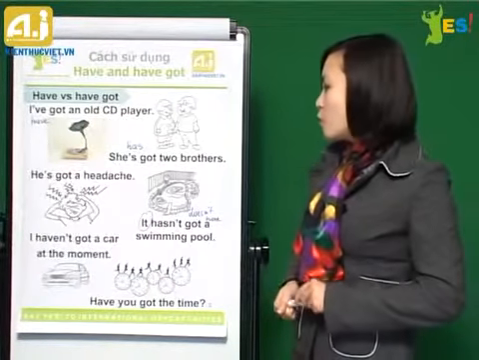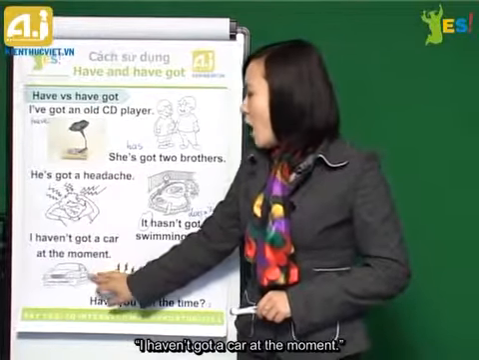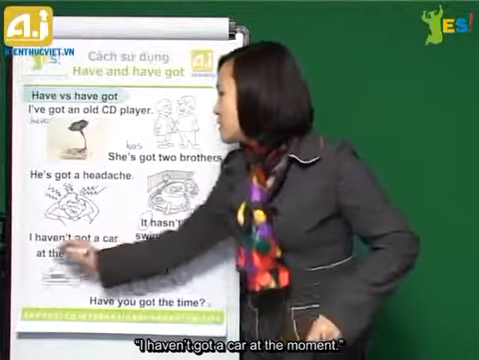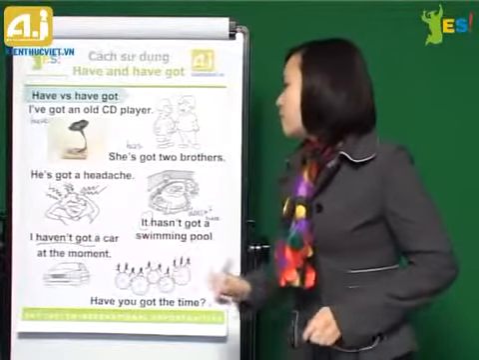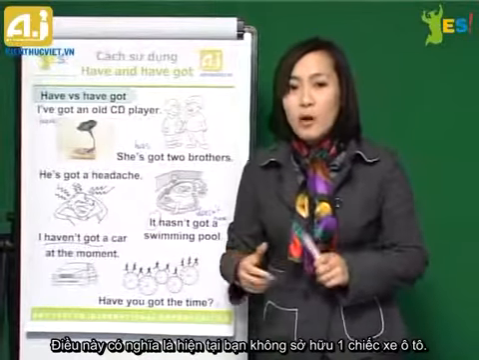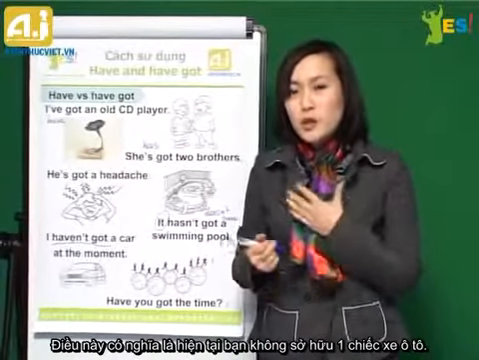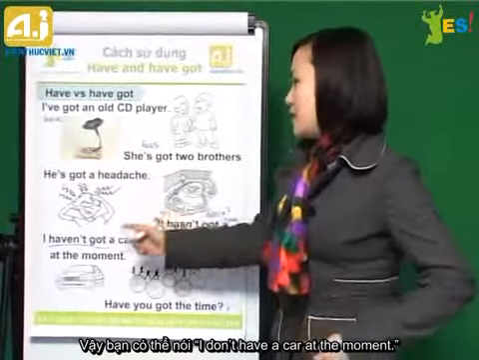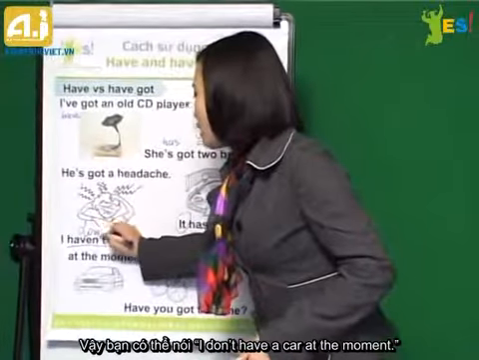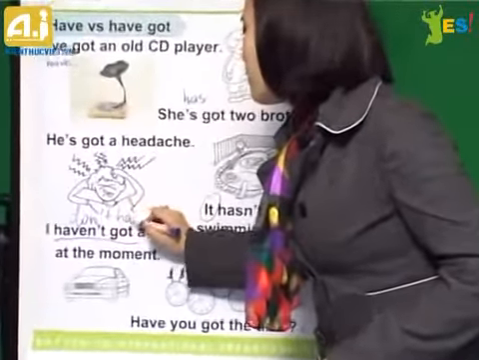The next one's also a negative sentence. I haven't got a car at the moment. Which means that at the moment, you don't have a car. You don't own a car. So you can say, I don't have a car at the moment.